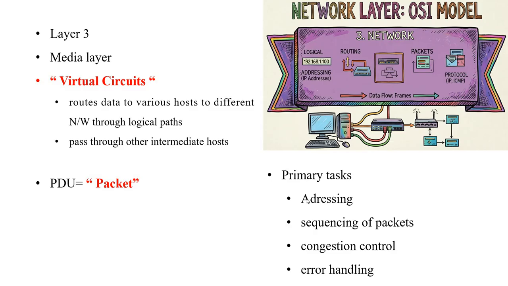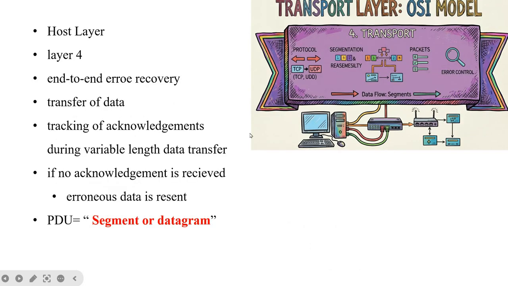Then the next layer is layer 4, that is the transport layer. It is the host layer. Up to the network layer, those were the media layers. Now from the transport layer, these are the host layers, and this is layer 4 of the OSI model. The transport layer is tasked with end-to-end recovery and flow control, and this will achieve the transparent transfer of data between the hosts.